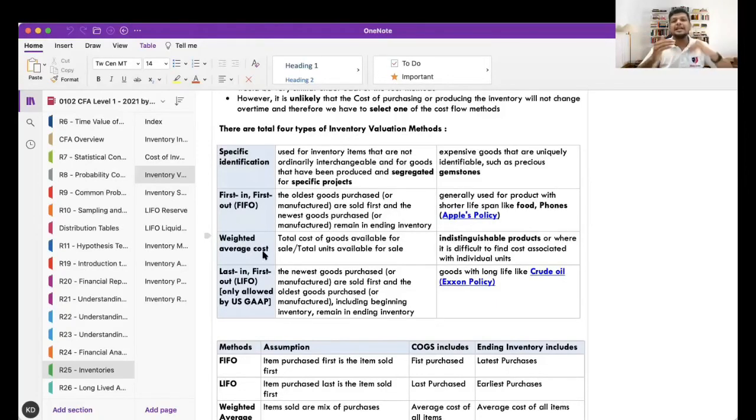FIFO is first in, first out. So whichever products have got in first, they will be sold first, right? And LIFO is the product which has come latest will be sold out first. FIFO is generally used in case of products where the shelf life of the product is small. Perishable, like perishable goods, like food items.